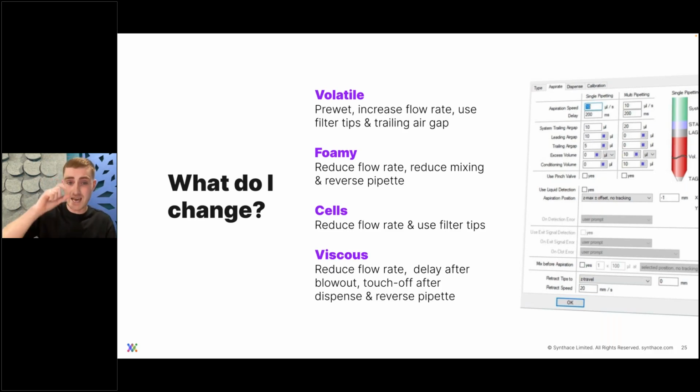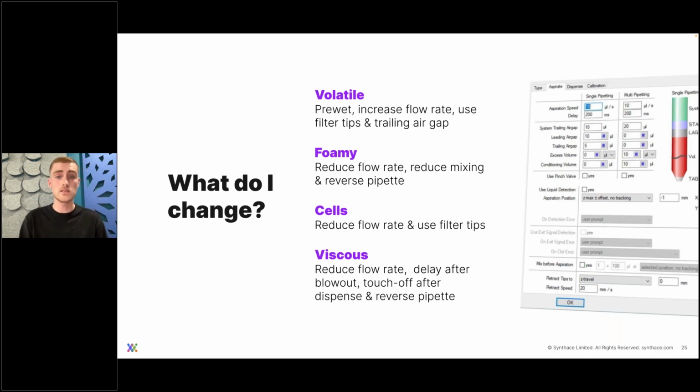We could also have a trailing air gap, and air gaps are these small volumes of air that could be either side of your liquid in your pipette tip, and they effectively stop the liquid from touching the instrument or being left inside the tip. And this is really useful for volatile liquids, and the air gap at the end of the tip will mean that the liquid's less likely to drip out during a liquid transfer.